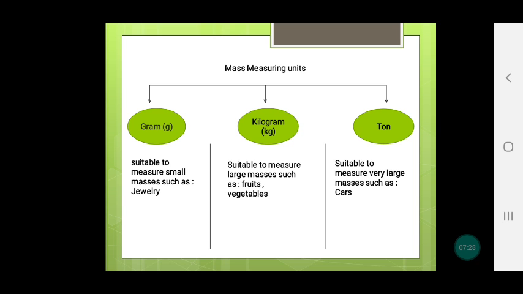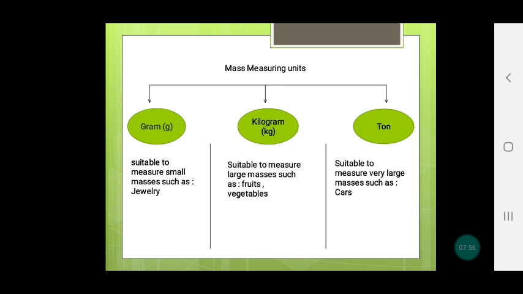Let's start to note the difference between these three units. We start with gram. Gram is suitable for measuring small masses like jewelry. So when I measure the mass of my ring, for example, I will describe this mass with a gram. Yes, that's right. The next unit is kilogram.